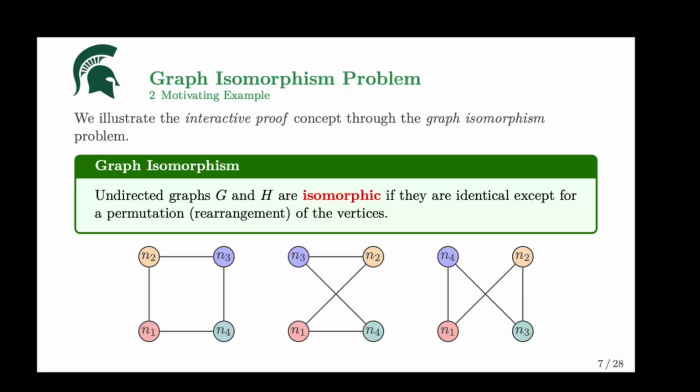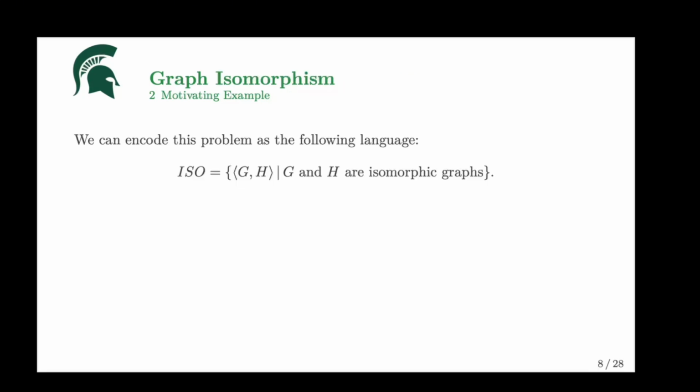As you can see, for any two pairs of vertices, their connectivities are the same. This means all three graphs presented here are the same, or isomorphic. Continuing from the graph isomorphism problem, we can encode it as the language ISO, which you can see here. ISO is in NP because the certificate is just the isomorphism function, which is simply a mapping from the vertices of G into those of H.